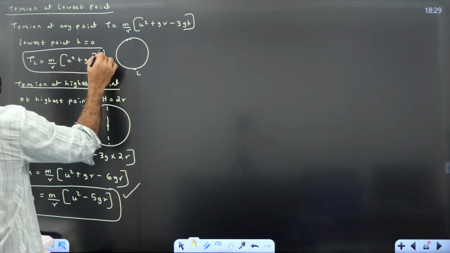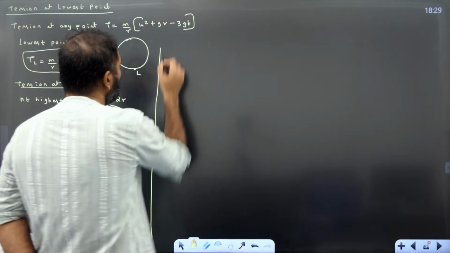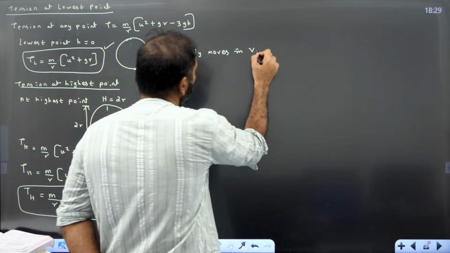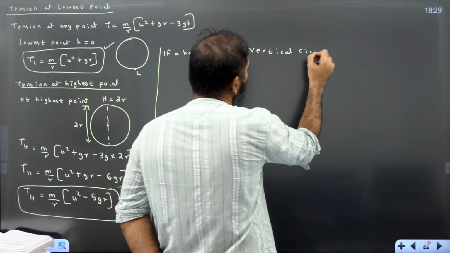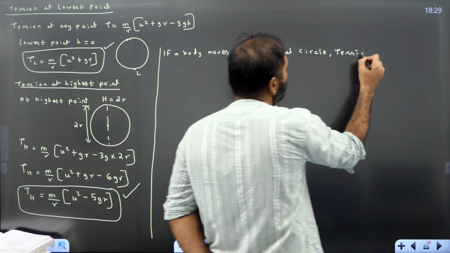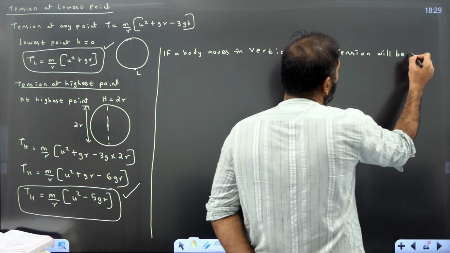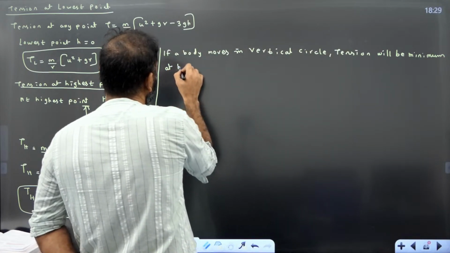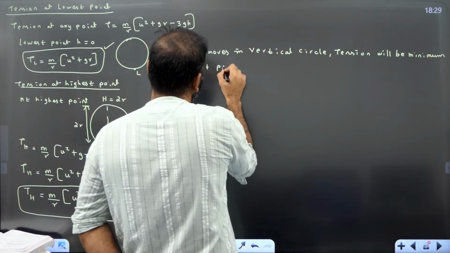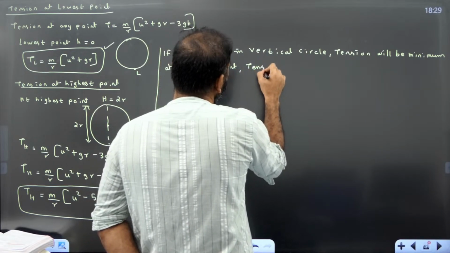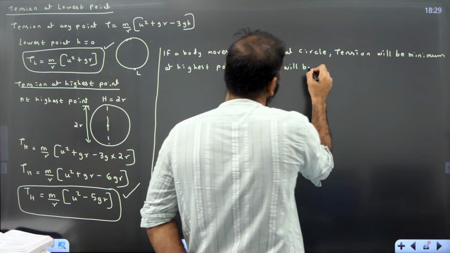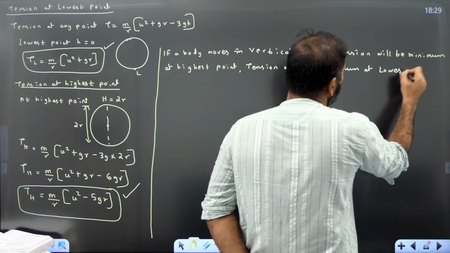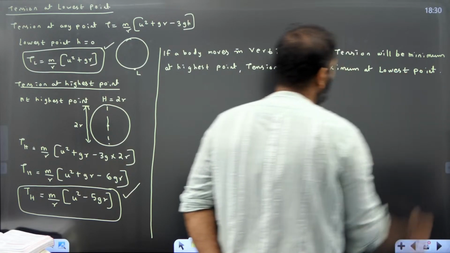From these two equations, we can understand that if a body moves in a vertical circle, tension will be minimum at the highest point, and tension will be maximum at the lowest point.